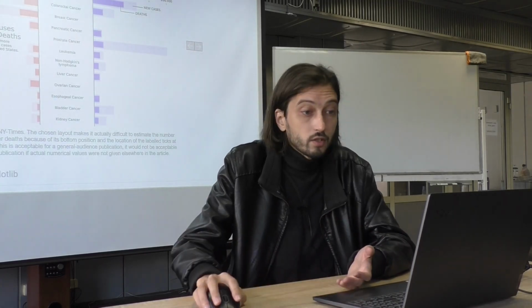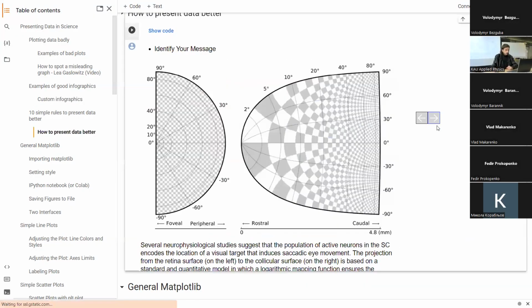For a general audience, that's perfectly okay. Nobody will check all the numbers and reconsider them. But for a scientific article, it's no good, because scientists want numbers. They would like to check those numbers and so on.